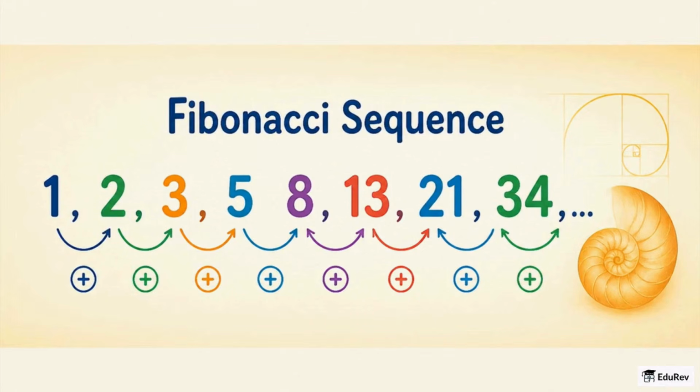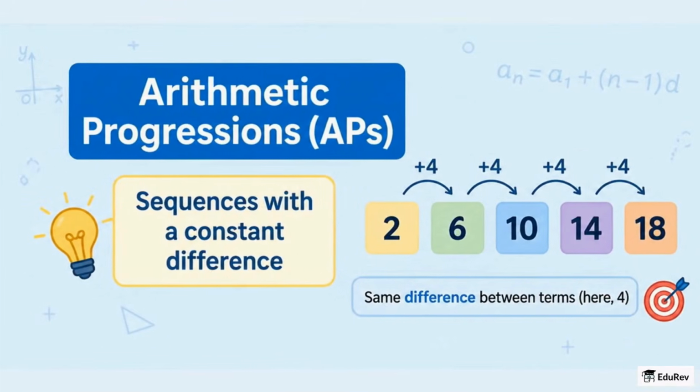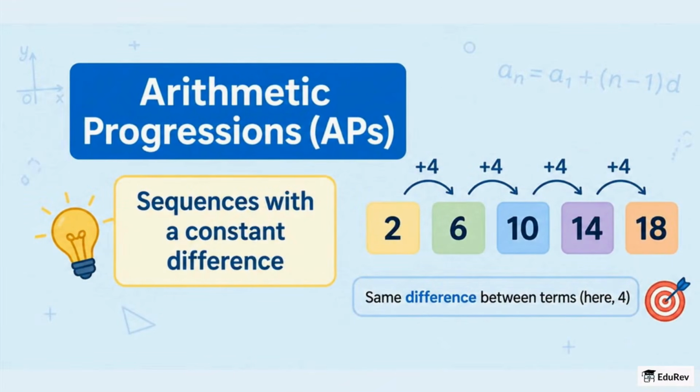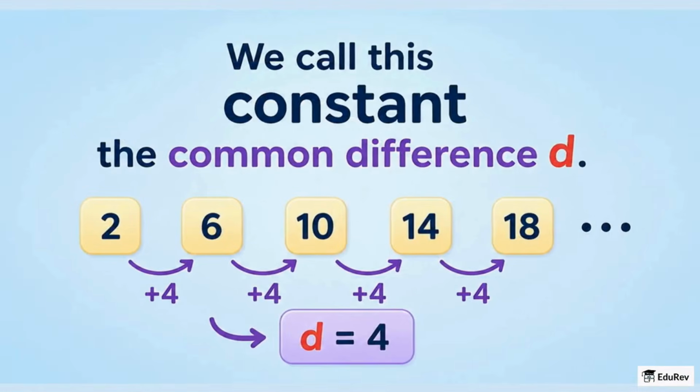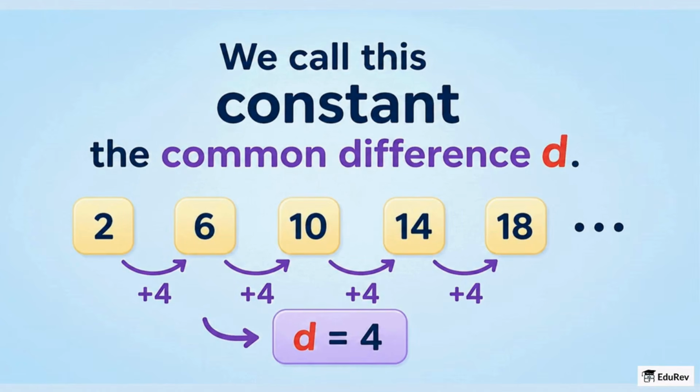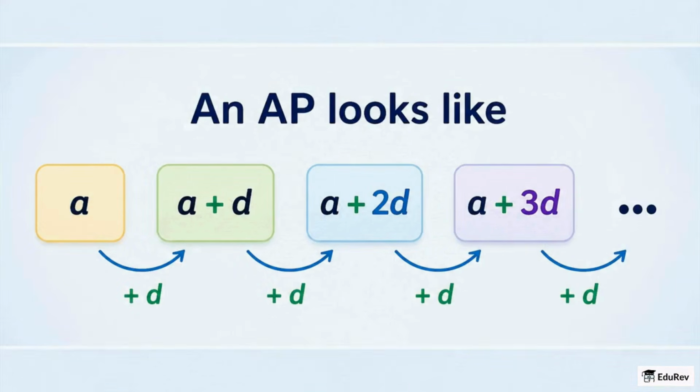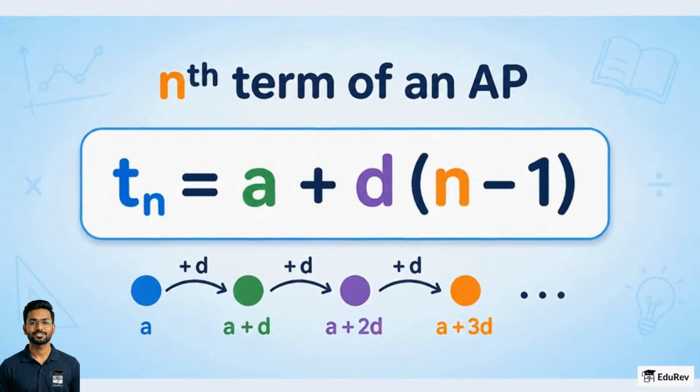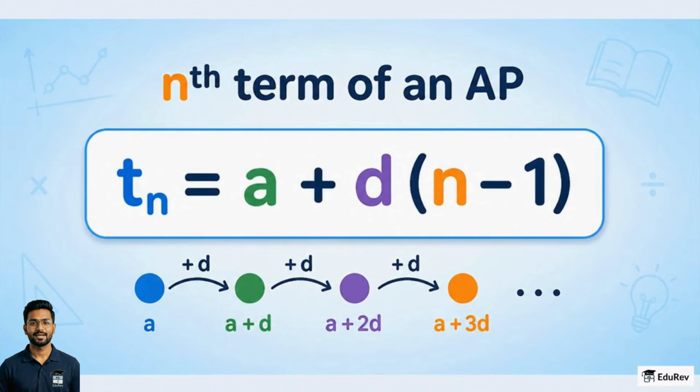Now arithmetic progressions or APs are sequences with a constant difference between terms. We call this constant the common difference d. An AP looks like a, a plus d, a plus 2d, a plus 3d and so on. The nth term of an AP is t sub n equals a plus d times n minus 1.